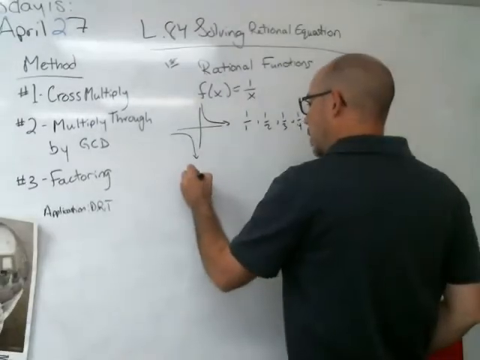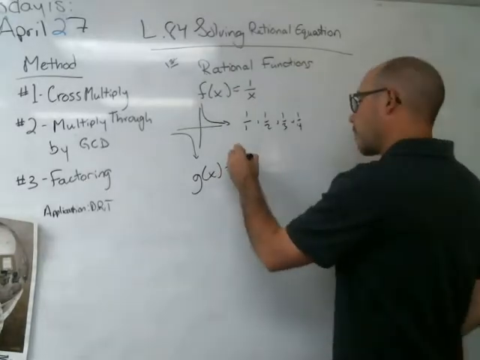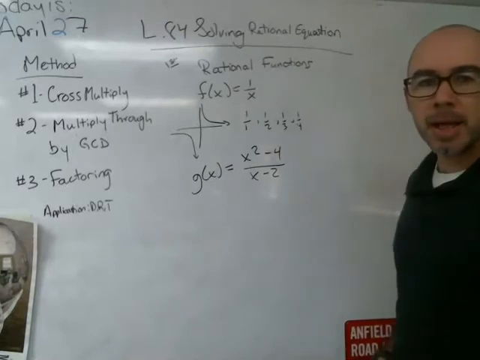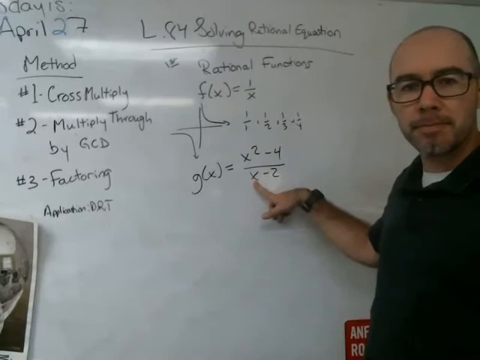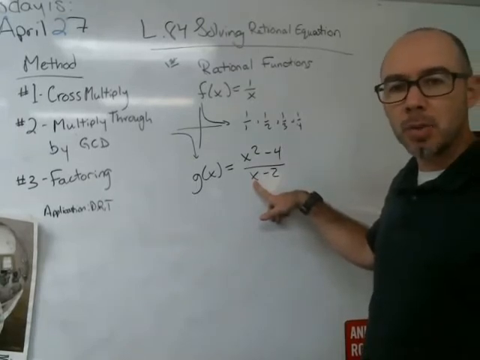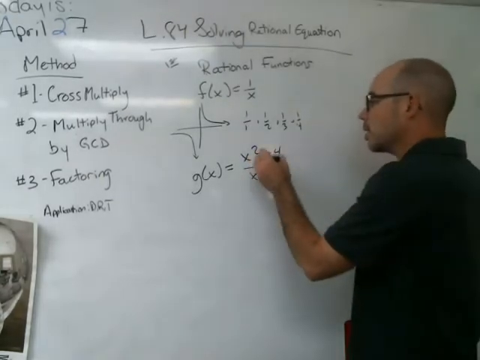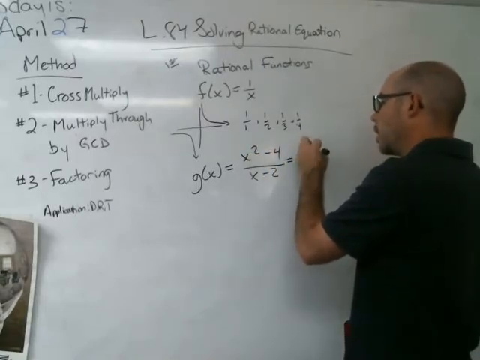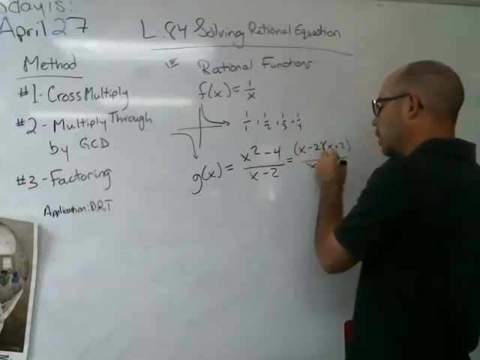Case in point, you have a function like g of x equals something like that. It has holes. If I plug in a 2, this thing breaks down. If I plug in a negative 2, well, it still works, right? But the weird thing about this one is we've got the difference of 2 squares, and so we'd have x minus 2, x plus 2 over x minus 2.